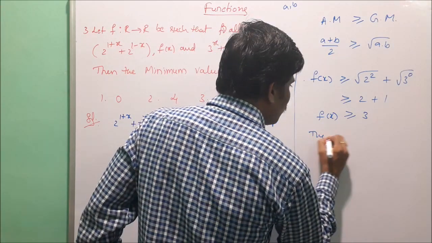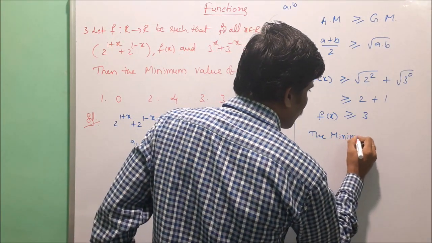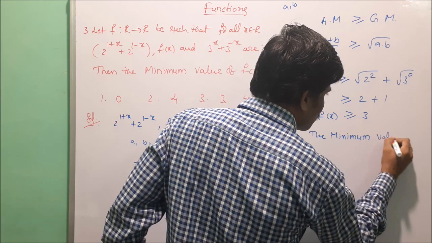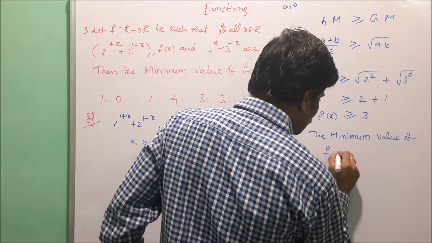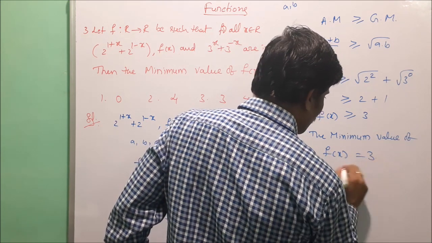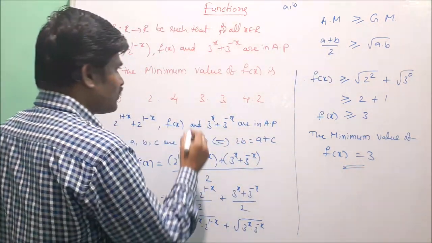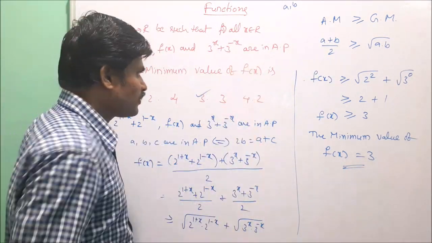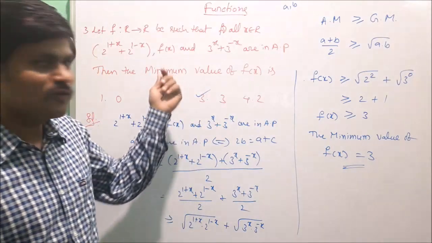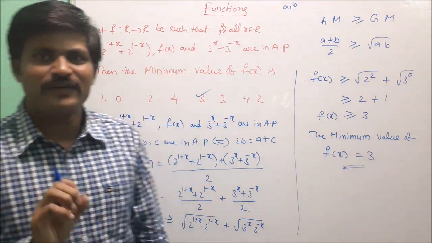The minimum value of f of x is equal to 3, which is in the third option. So the third option is the right answer to this question. This is the solution for this question.